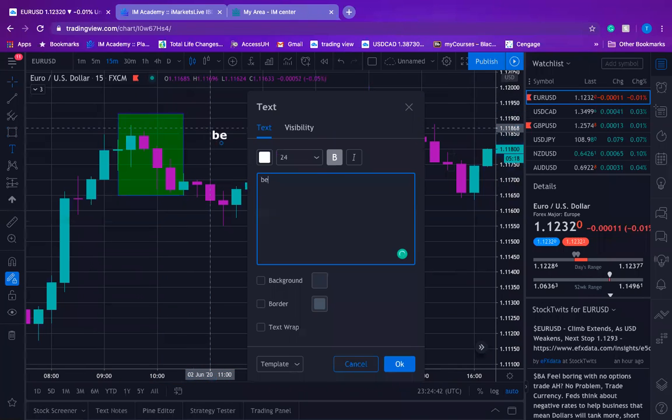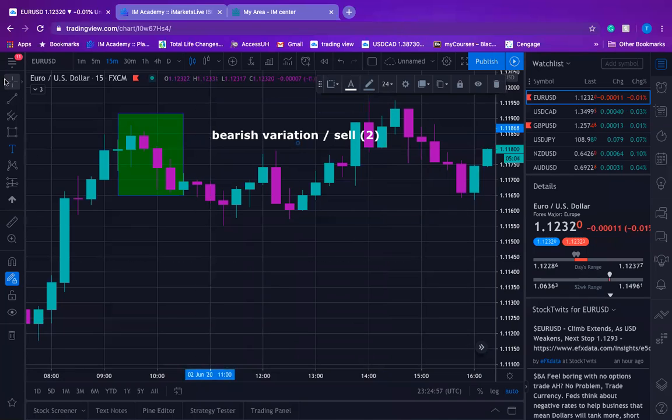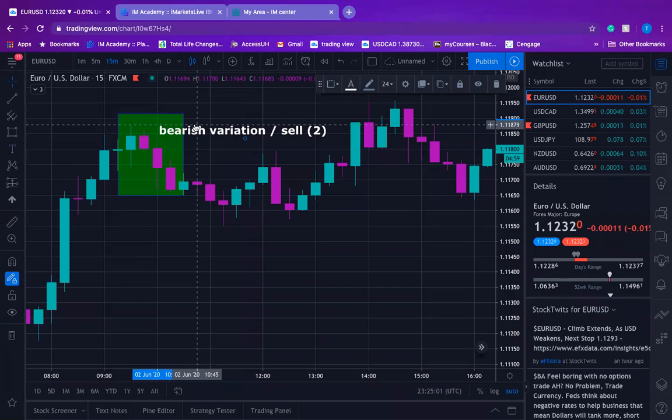Bearish variation. Like I said, we're going to flip the switch. So this is sell 2. This is our second indicator for a sell entry. There's 2 for a buy, 2 for a sell. So now we're just flipping the switch. Now it takes multiple red candlesticks to engulf one blue candlestick or one green candlestick.